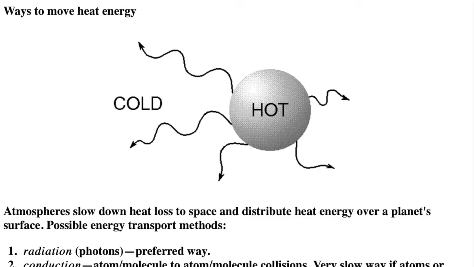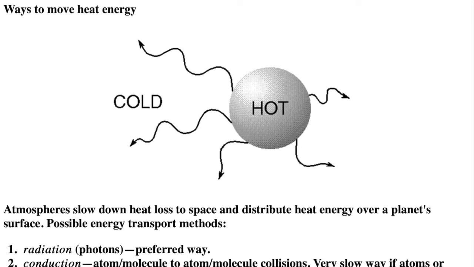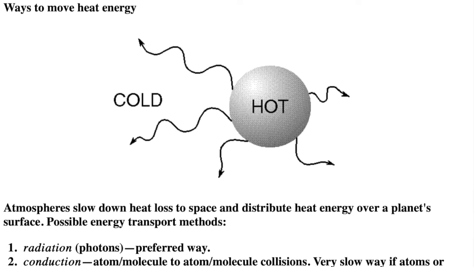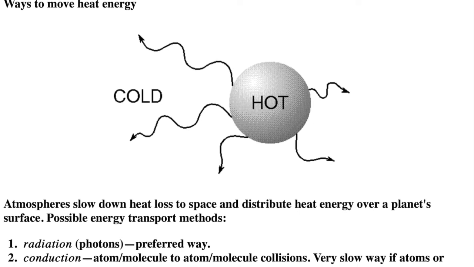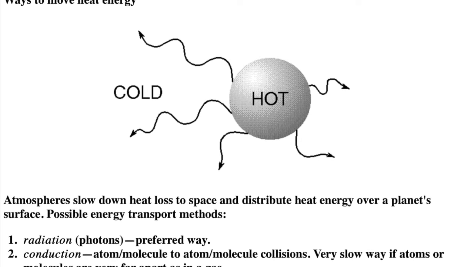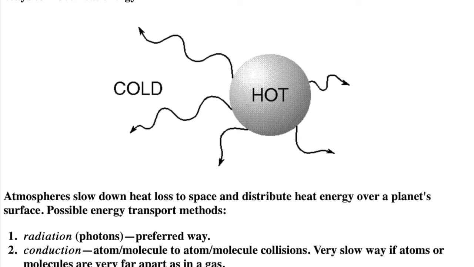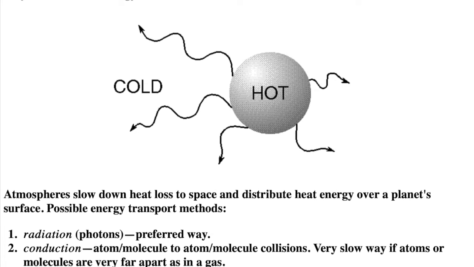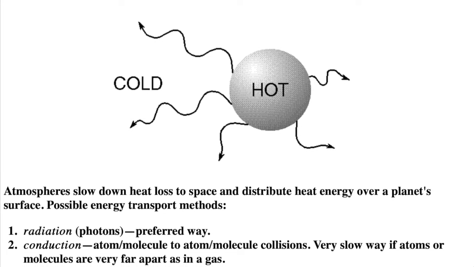Next slide. Planet atmospheres slow down the rate that heat escapes from a planet's surface or interior, as well as distribute heat over a planet's surface. Because there is a temperature difference between the surface or interior of a planet and space, heat energy will flow from the warmer surface to the cold space, according to the second law of thermodynamics, a universal law of nature.